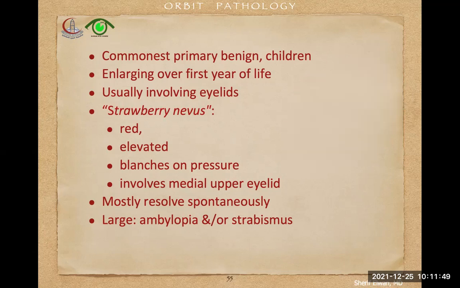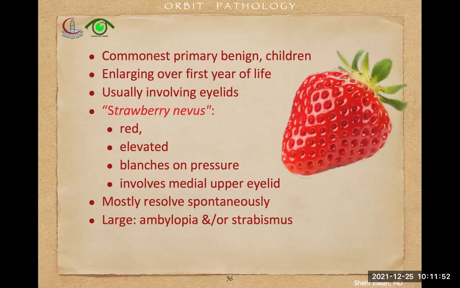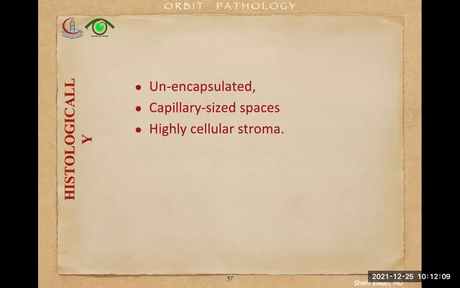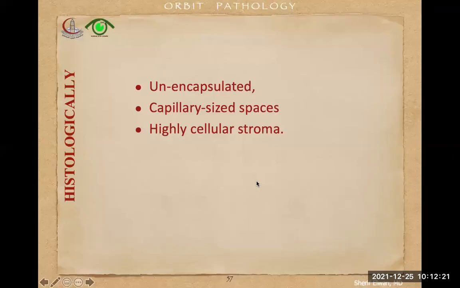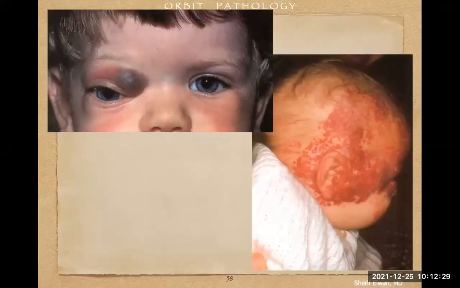It looks like a strawberry, and it mostly resolves spontaneously. If it is large and causing ptosis of the eyelid, this may lead to amblyopia and hence maybe strabismus, squint as well. It's different from the cavernous hemangioma in being unencapsulated. It's not capsulated, and the spaces are capillary sized, not venous-like. They are smaller with high cellular stroma.